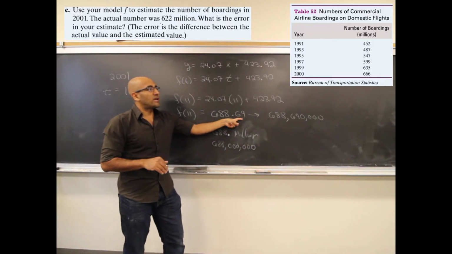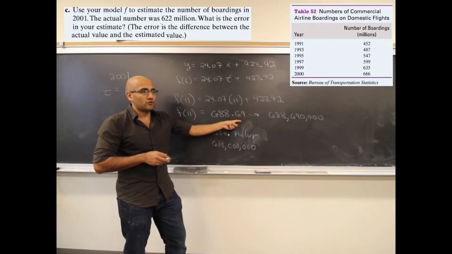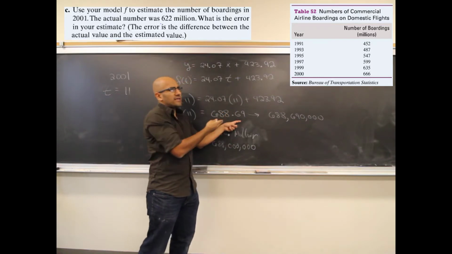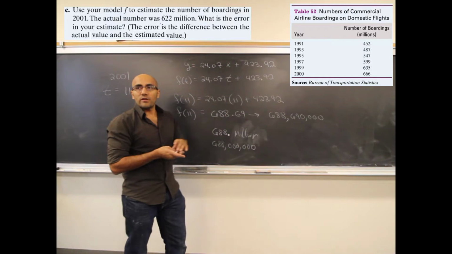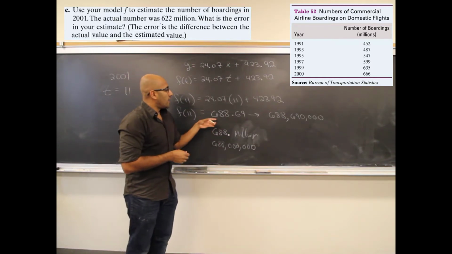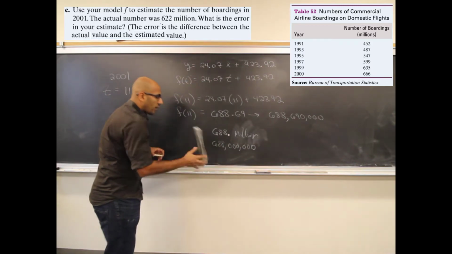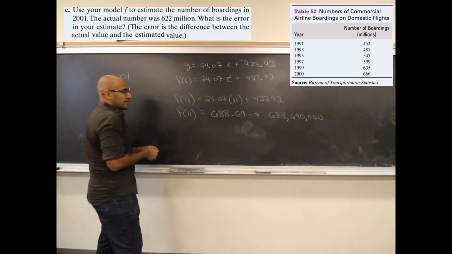Good? Okay, so we're going to accept the decimal here. Let's go out to 2 decimal places. It does make sense in the context of this word problem. We're allowed to do that. But if it were individual boardings, you really can't have decimal boardings. You either board the plane or you don't. So that's what we get for 2001.